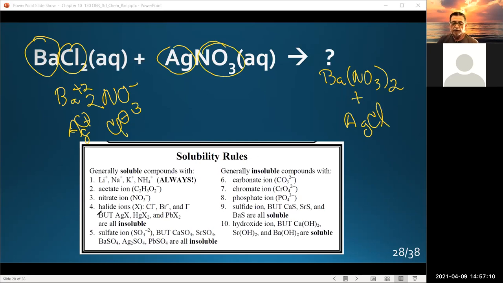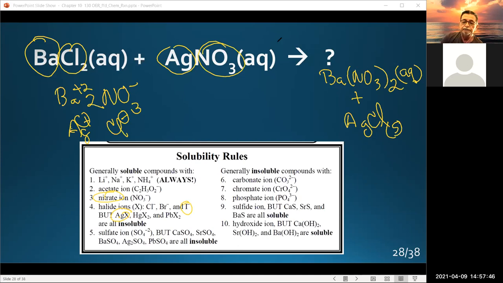All right, let's check the solubility. What do I know about nitrates? Number 3, always soluble regardless of the cation. So this barium nitrate, always soluble. Let's take a look at chloride. Chloride, normally always soluble, except when it is bonded with silver, which tells us we got a reaction, silver chloride.